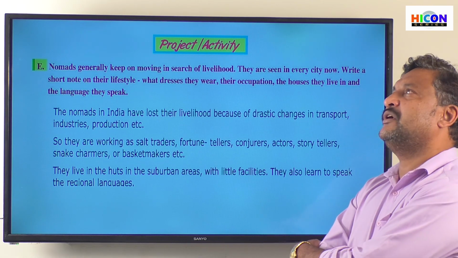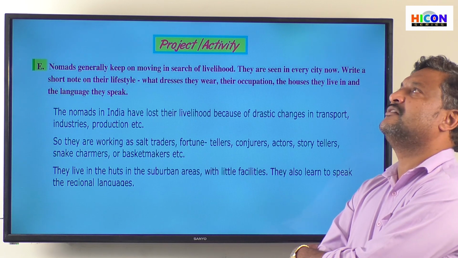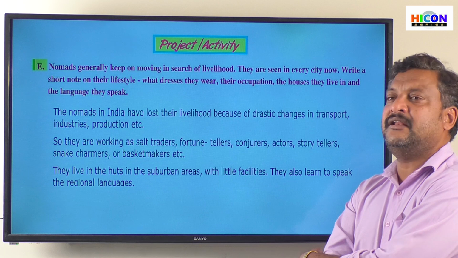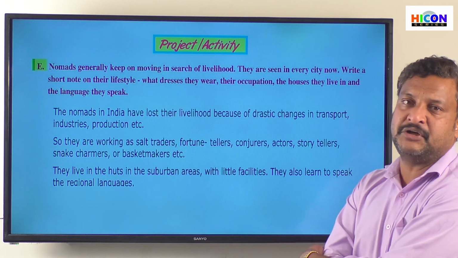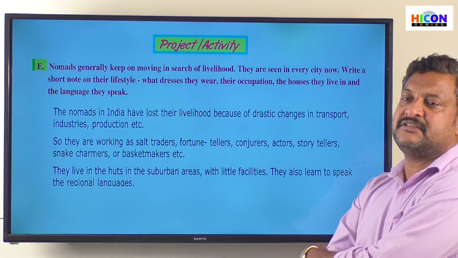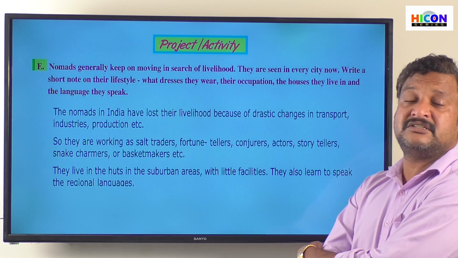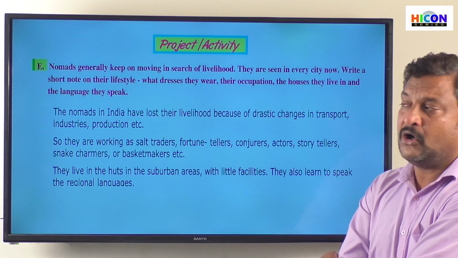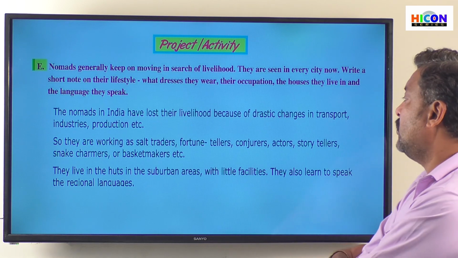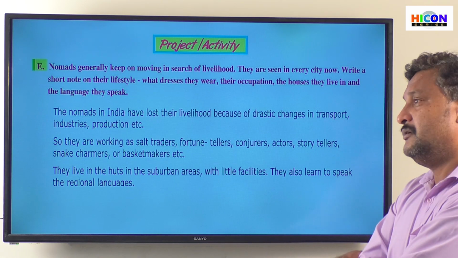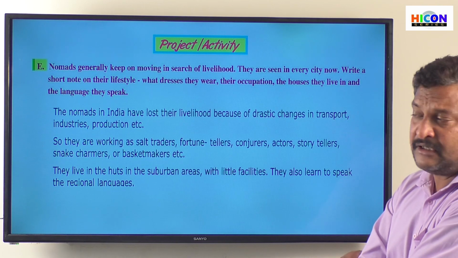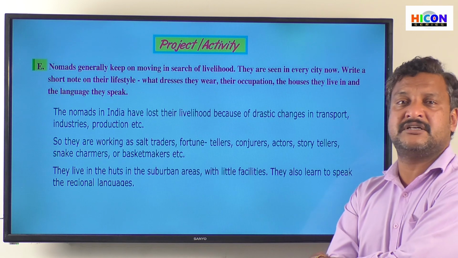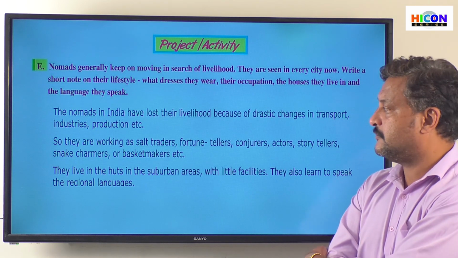So now what they do is they go from one place to another, and they try to find a livelihood based on the location where they go. In some regions, especially when there are festivals and all, they will become magicians or storytellers or actors, part-time dancers. So they do different kinds of jobs nowadays in search of a livelihood.